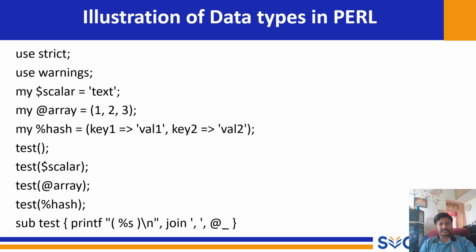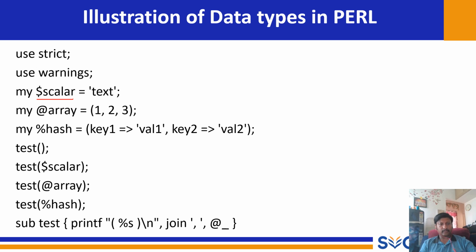The use strict and use warnings lines are there if you want strict checking and if you want to display warnings for any errors. Or else you can directly start with this kind of text. Okay, so I'm initializing a scalar variable called scalar. For that I'm using dollar scalar equals, and inside single quotes I'm enclosing a string like text.